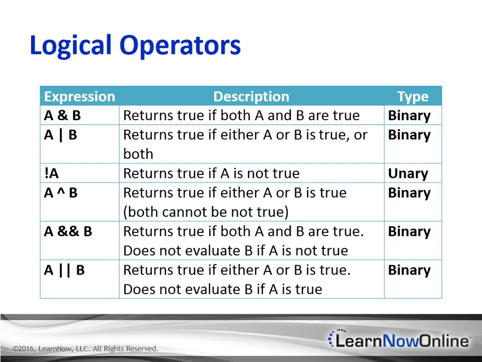Now, if B is just a variable, that's not going to be a big deal. But if it's a big, long, convoluted expression or a method that executes and takes forever, that's going to make a difference. And then similarly, A or B, the last one in the table with two vertical bars, returns true if either A or B is true, but doesn't evaluate B if A is true. Because if A is true, then the expression is going to be true, so it doesn't need to waste time evaluating B. So some interesting, sometimes somewhat subtle differences between the first two in the table and the last two in the table.